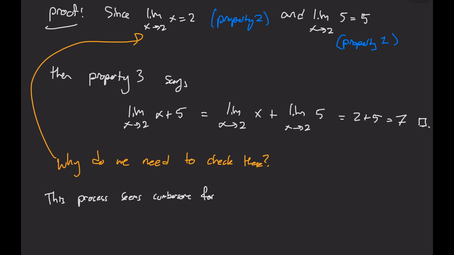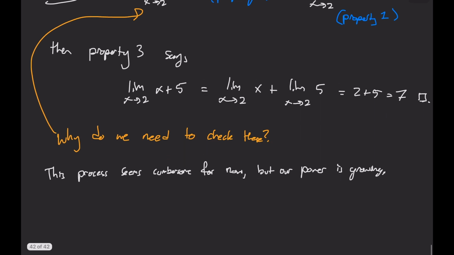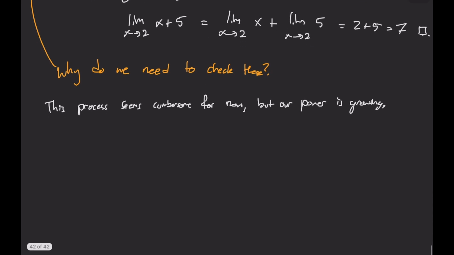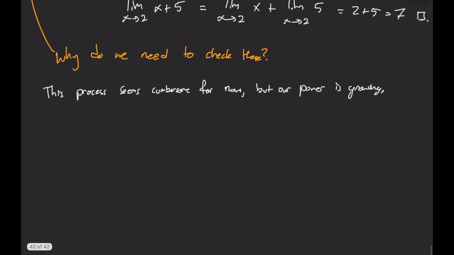Okay, so this process seems cumbersome for now, but as we increase our results, our power will continue to grow and limits will get easy to evaluate. At least much easier than using the epsilon delta formalism all the time.